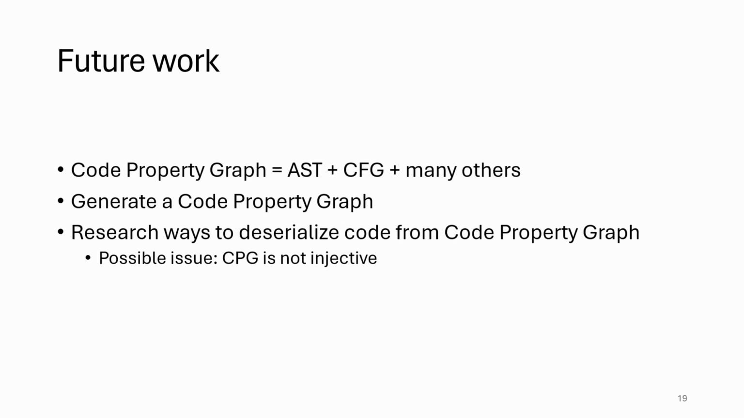The only issue with this type of code representation is the fact that it's almost impossible to deserialize code from the code property graph, because two sections of code totally different might have the same code property graph. So this function of converting to a code property graph is not injective. So it's not bijective nor invertible. So we have to research ways to properly construct the code from such a graph.